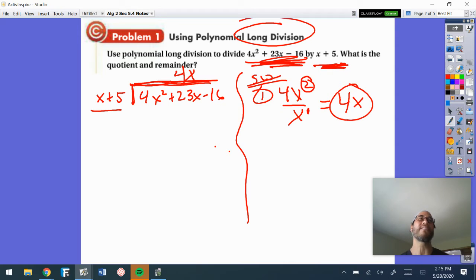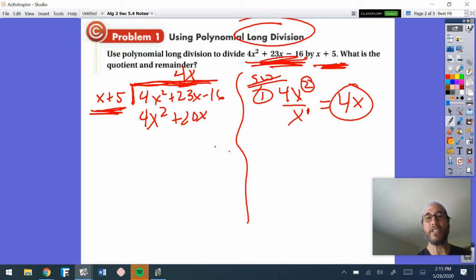Okay, now going back to 5th, 6th grade math, how we would always do these longhand is after we did that division, we would take our quotient and we would multiply it by our divisor. So 4x times x is 4x squared. Sweet! If the first guy matches up, that means you're doing it right. And then you do 4x times 5, which is plus 20x.